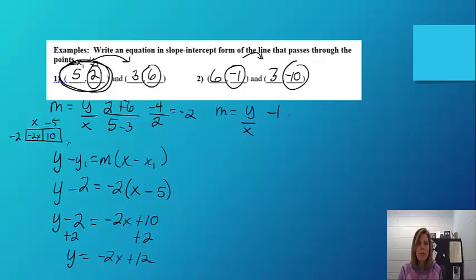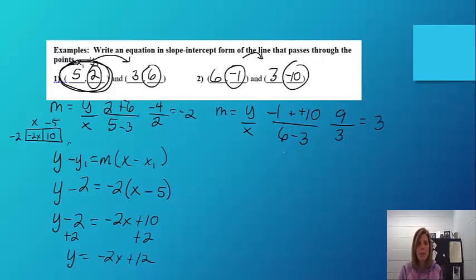So we're going to have negative 1 minus negative 10. Biggest thing is don't forget the minus and the negative. And then in the denominator, we'll have 6 minus 3. So up top, leave change opposite, I will end up getting positive 9. 6 minus 3 is 3. 9 divided by 3 is 3. So my slope is 3.